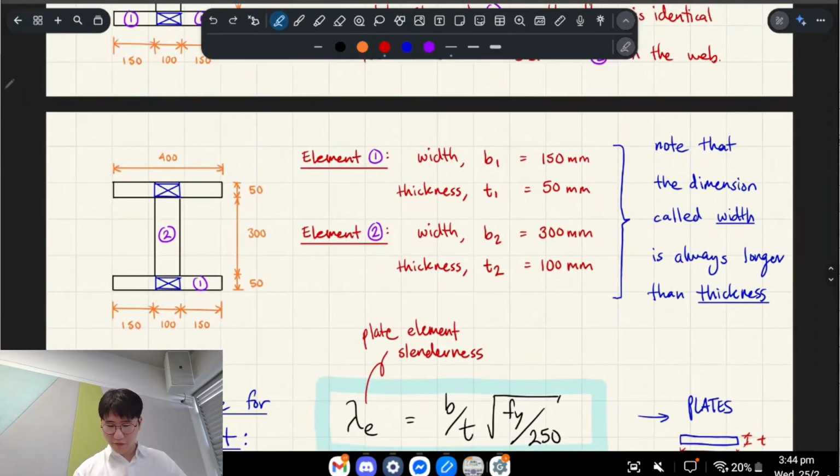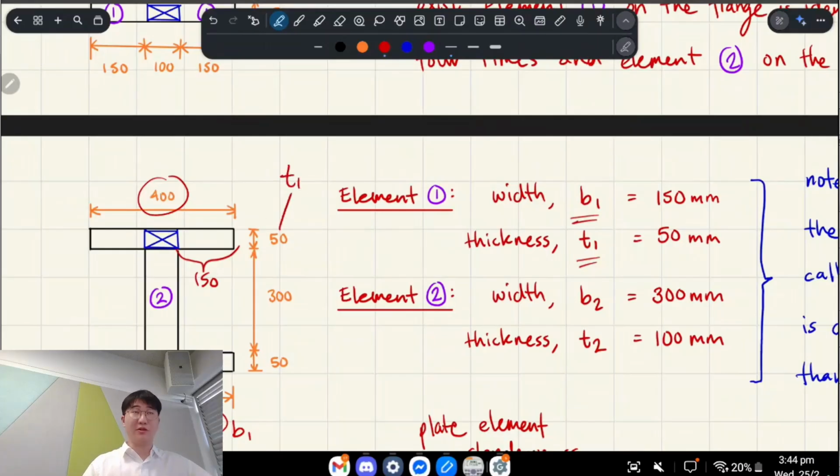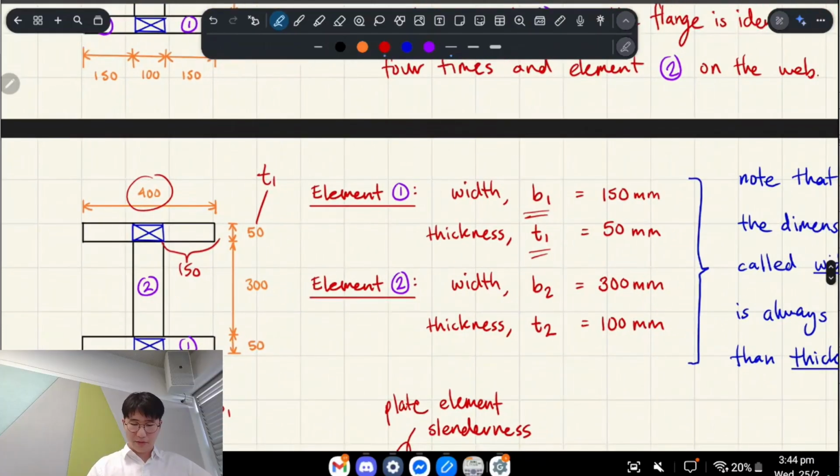Like I mentioned before, the way that we do it in the Australian standards is we compare width to thickness. For this flange element, you go 400 minus 100, divided by 2. So that's 150. I actually wrote it here, but that would be B1. This would be the thickness, T1. So that's element 1. Does that make sense?